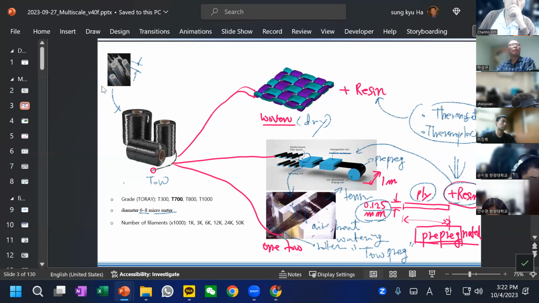Again, no matter what composite we are using, we need to understand how this one carbon fiber and tow, and then the weaving and the spreading, etc., are followed by the manufacturing process. Now, I'd like to demonstrate more how these are made in the industry using some machines. We have some YouTube videos.